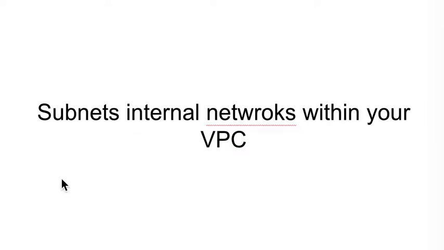Subnets are internal networks within your VPC. So just as you would have your own cloud, you would make internal networks, and you create subnets, both public and private, in order to have internal networks in your VPC. You have public subnets external facing the internet, and private subnets internally inside your organization, inside your applications.